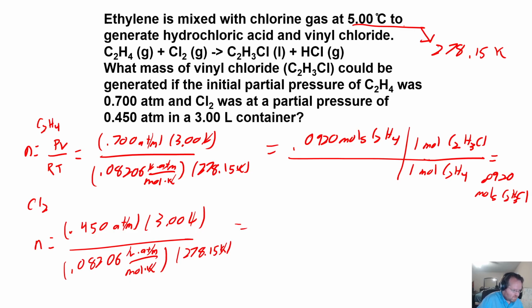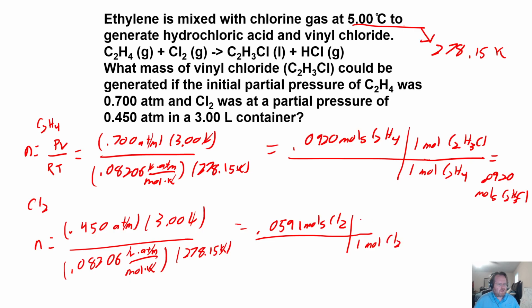When we put all of that in, I'm going to get 0.0591 moles of Cl2. And its conversion factor is 1 mole of Cl2 can make 1 mole of vinyl chloride. And so that gives us 0.0591 moles of vinyl chloride. I'm going to rewrite this to make it clearer.